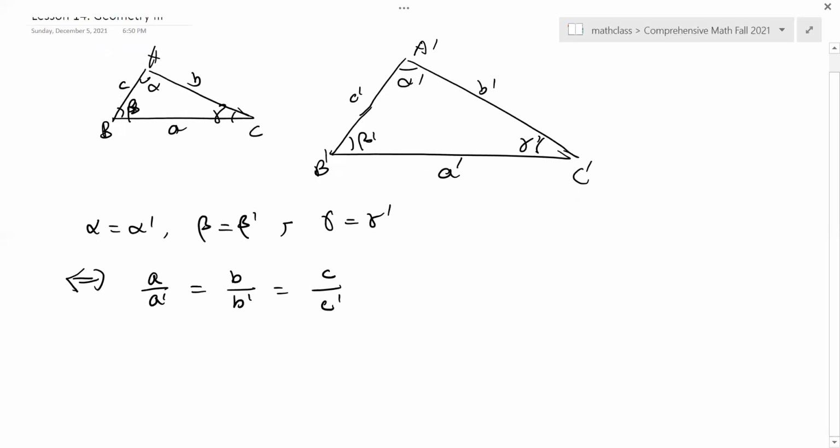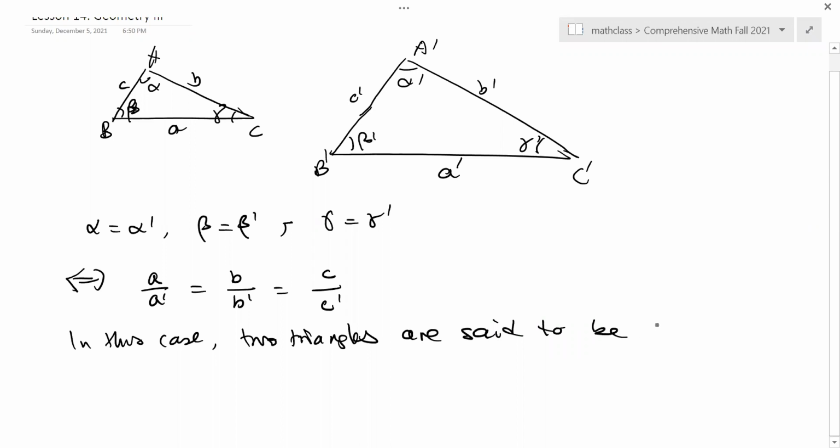In this case, you can use any of these conditions to define the similarity of triangles. Two triangles are considered to be similar, said to be similar. If you verify that one of the conditions is true, then the other one is guaranteed. It's proved in mathematics.